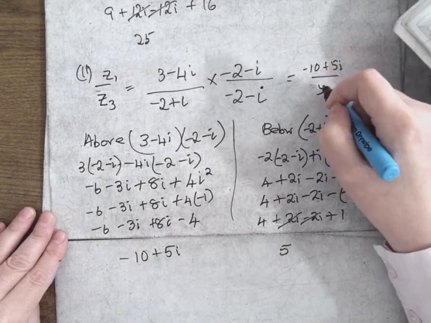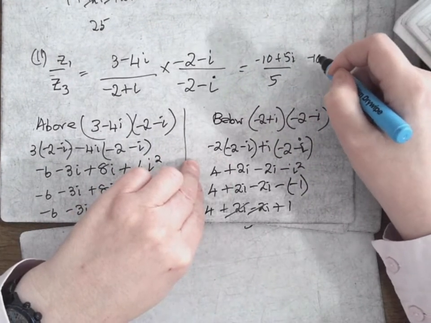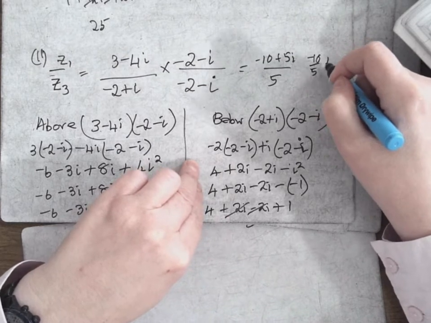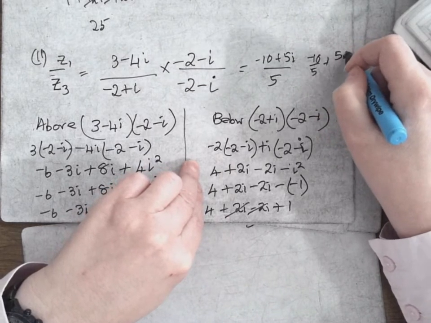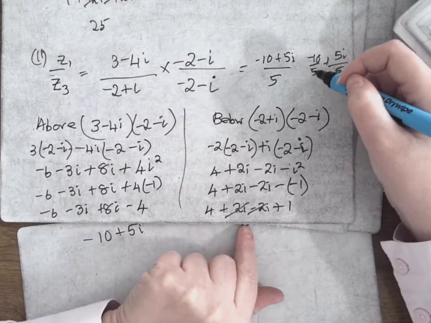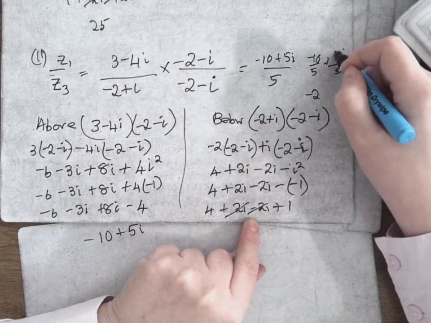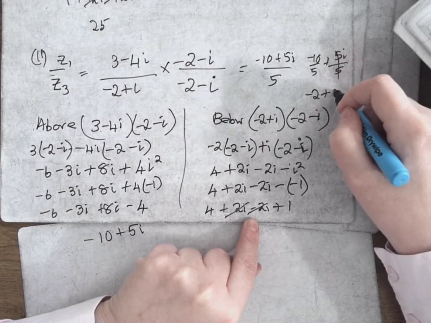I have 5 on the bottom, so split it up and give each one its 5. So minus 10 over 5 plus 5i over 5. Now you can simplify this one. What's minus 10 divided by 5? Minus 2, isn't it? And the 5s cancel here, and I'm just left with i.